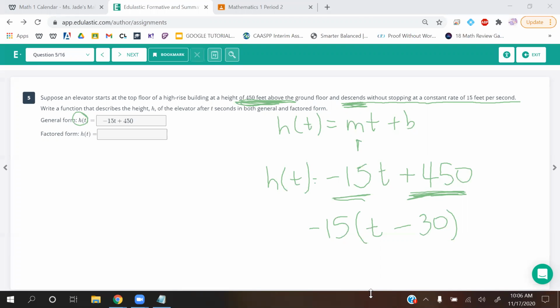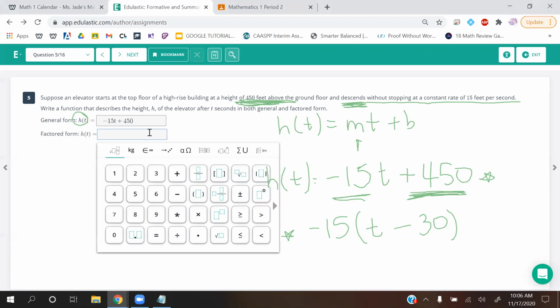How did I get the negative 30? I divided 450, this number, I divided it by negative 15. So then that gave me negative 30. So this is our factored form, and I'm going to type it in, and then I'll give you guys a chance to see if you have any questions. Okay, any questions?